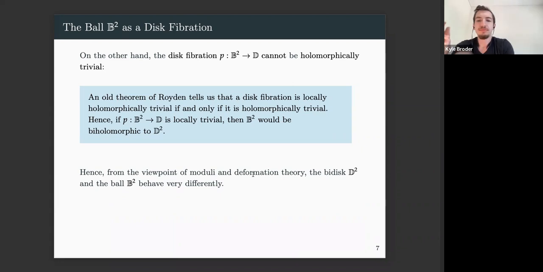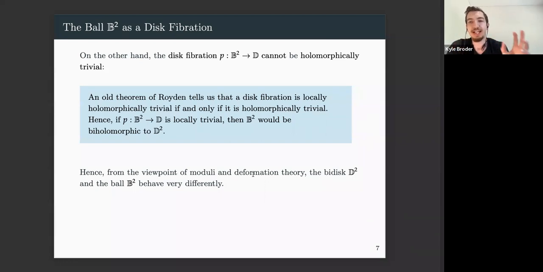So if we think of this in terms of understanding the behavior of the disks which are fibering the ball and the bidisk, and looking at their deformations, the behavior of the disks when fibering the bidisk in comparison with fibering the ball behave very differently. The deformation behavior, or moduli theoretic behavior, of the disk fibration of the bidisk is trivial. There's really nothing going on. It's as simple as it can get.